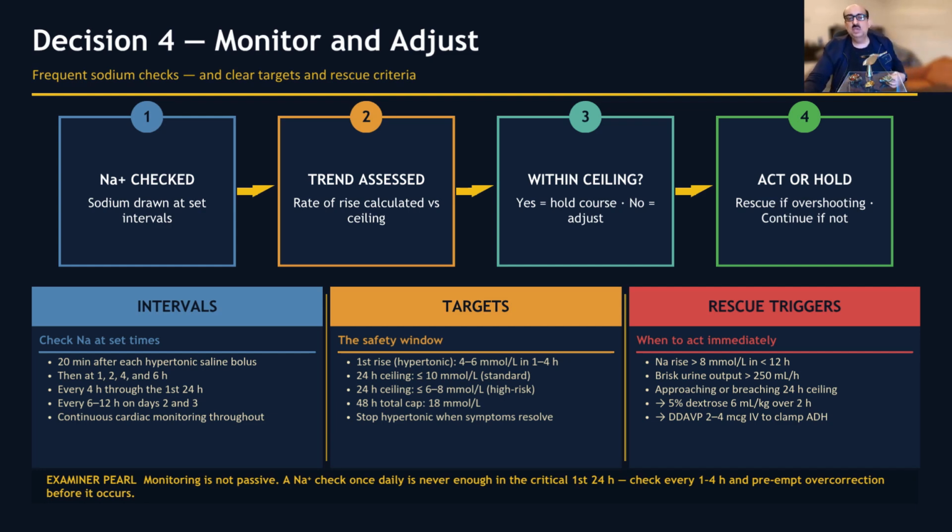Then you need to give, depending upon your local protocols, so please follow your local institution policy, but the standard recommendation on uptodate.com and evidence-based medicine is 5% dextrose given at 6 ml per kilogram over 2 hours. And usually it's combined with a synthetic ADH analog, desmopressin, 2 to 4 micrograms IV. And that is actually to prevent free water excretion and just hold on to that water so that the sodium rise is within the acceptable limits.